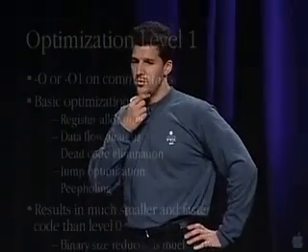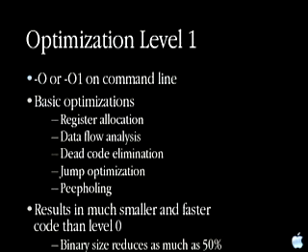So optimization level 1, basically -O or -O1 on the command line, turns on a bunch of basic optimizations. It turns on register allocation, data flow analysis, dead code elimination, some jump optimizations, and also peephole optimization. I won't get into that, for those of you that don't know what it is, don't worry about it. It basically turns on some sort of basic level of statement level optimization. The key point here is it results in much smaller and faster code than level 0.